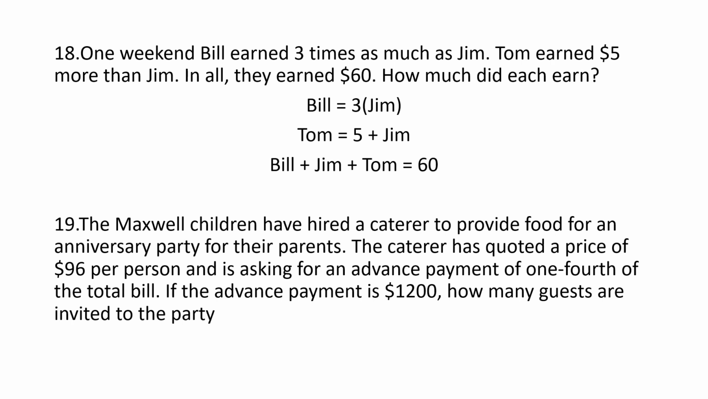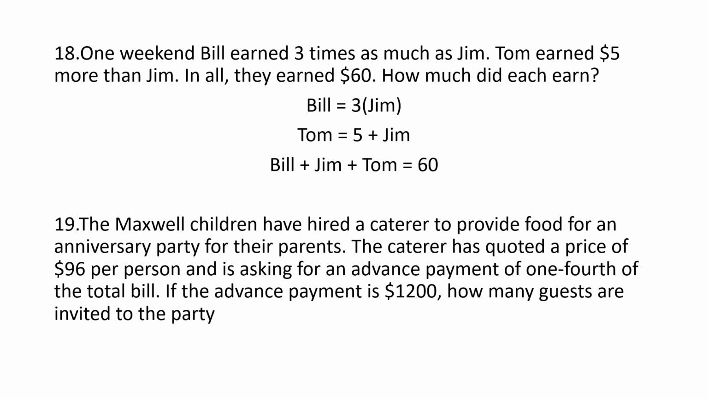There's a lot of words here. Okay. The Maxwell children have hired a caterer to provide food for an anniversary party for their parents. The caterer has quoted a price of $96 per person. So that right there is going to be 96 times x, because I'm not going to know how many guests there are. 96 per person, 96 times x.